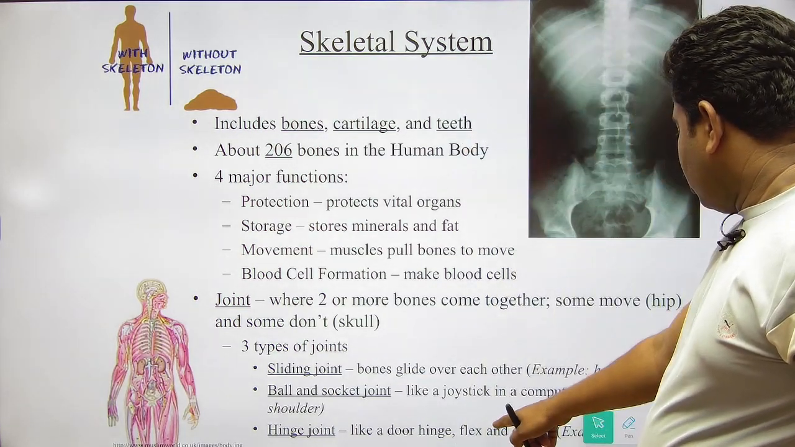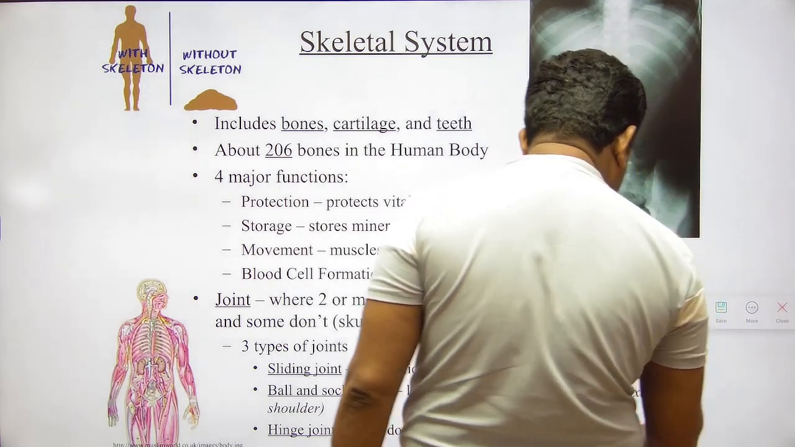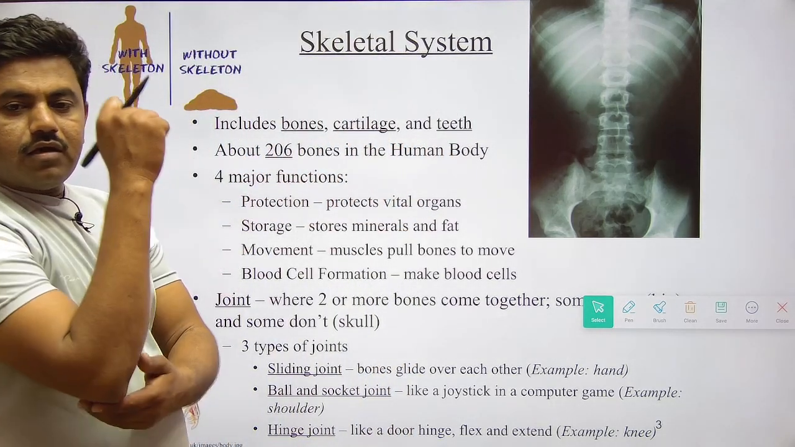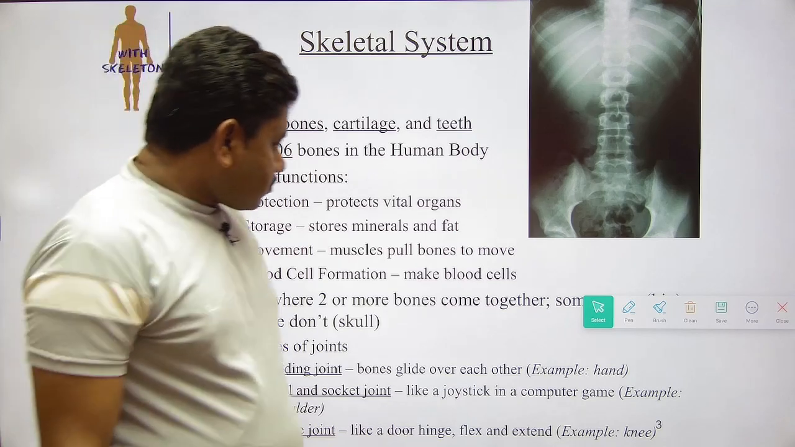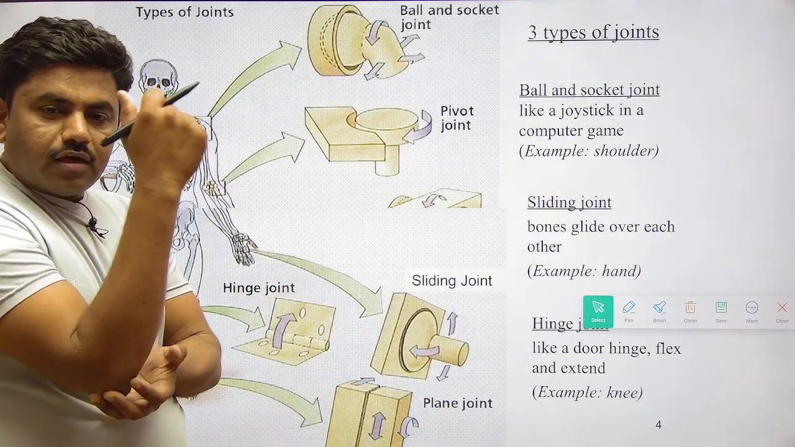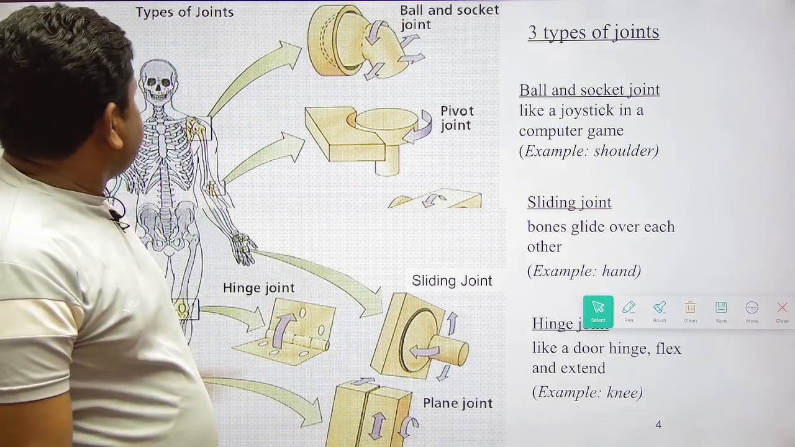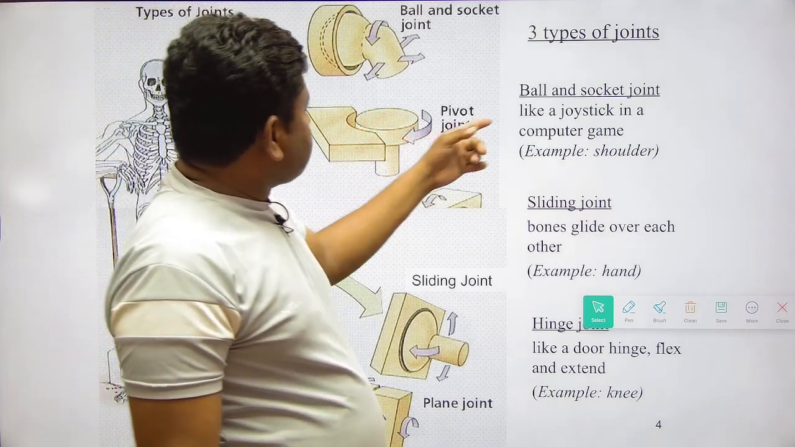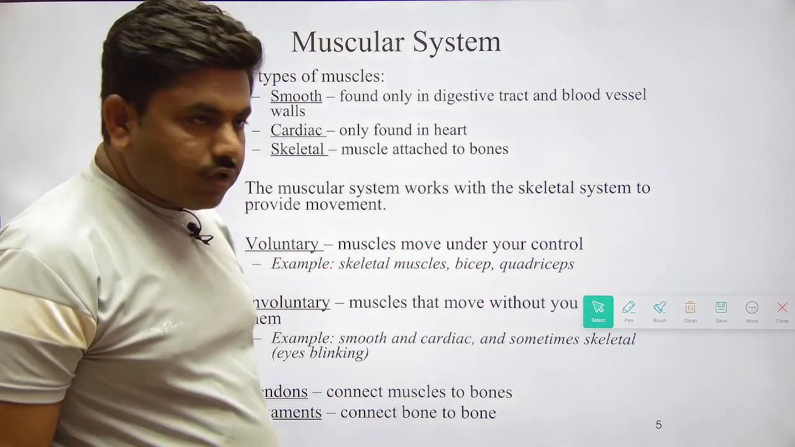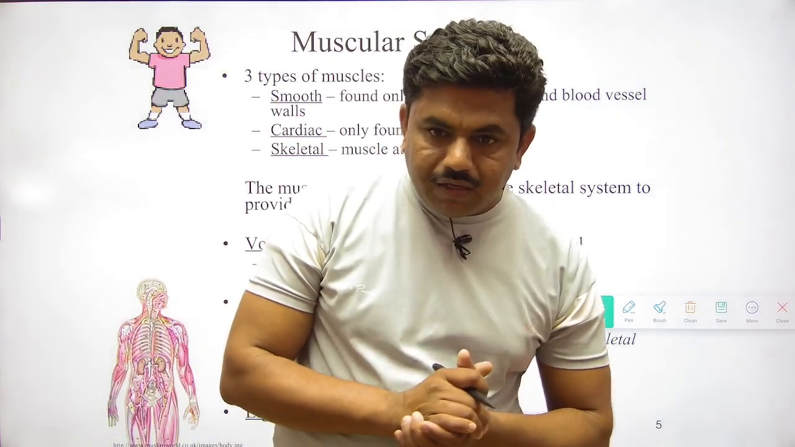A hinge joint is like a door hinge: it flexes and extends. The knee joint is an example, we can say. The hinge joint comes in the knee, and here in the elbow also, because it cannot move a full 360 degrees, only about 180 degrees, it can straighten and move, and that's why it is a hinge joint. Types of joints are ball and socket joints. There are three types of joints: ball and socket joint, which I have studied, then sliding and then hinge joint.